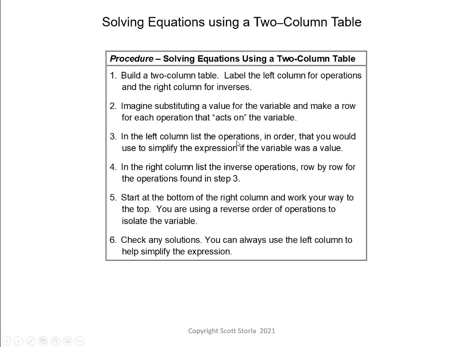Once you've built your two-column table, then you start at the bottom of the right column and you work your way row by row to the top. You'll be using a reverse order of operations to isolate the variable. Last, you'll always check your solutions, and if you're not sure how you should check your solutions, the left column is always going to have the right order of operations to simplify the expression, because that's what you use to build the two-column table to begin with.